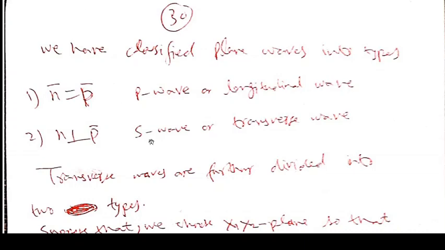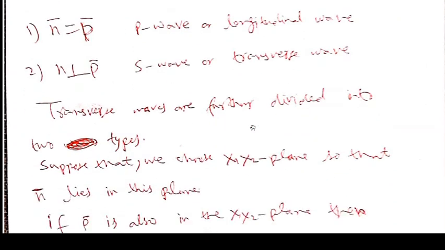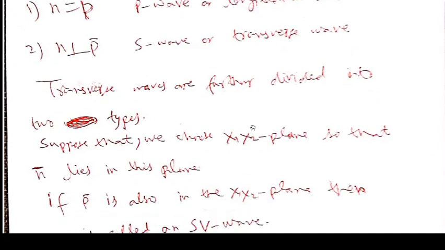When waves are generated, the longitudinal wave will be generated first, then the transverse wave. Primary, secondary. For the primary wave we have n equal to p: propagation is the same as polarization. And here they are perpendicular to each other for the secondary wave, the transverse wave. Further, we will divide this transverse wave into two types.